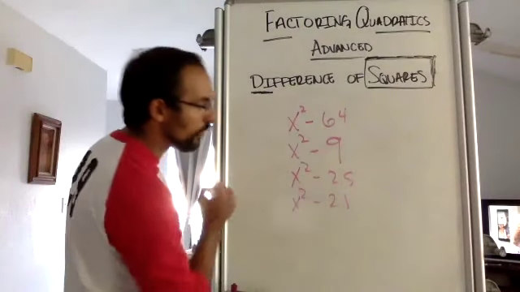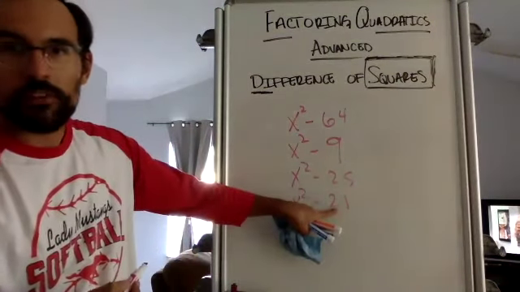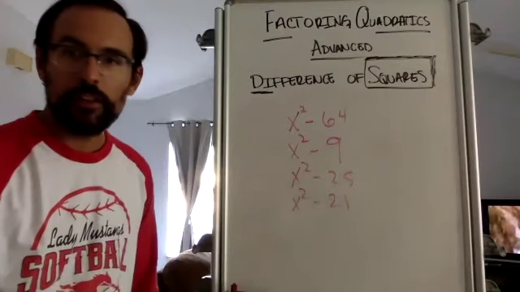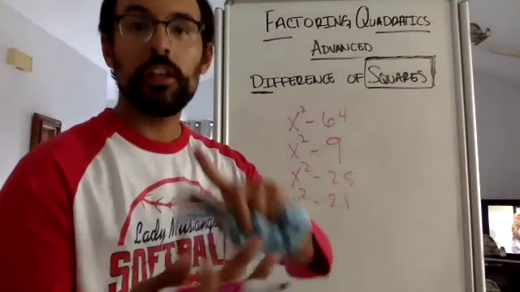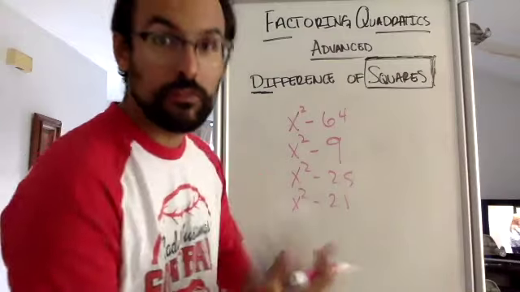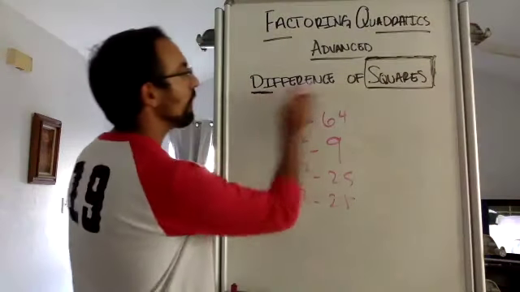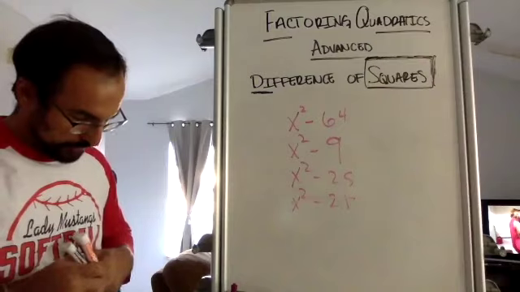So this does not work because there's no number that I can multiply by itself to get 21. The only factors of 21 are 1 and 21, 3 and 7. None of those are the same. So that would not qualify under this definition of perfect squares.